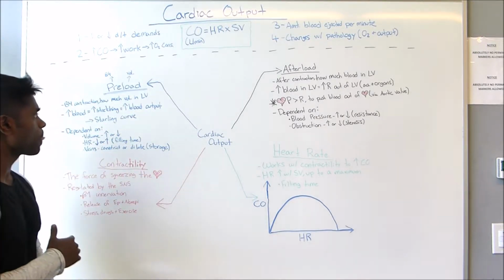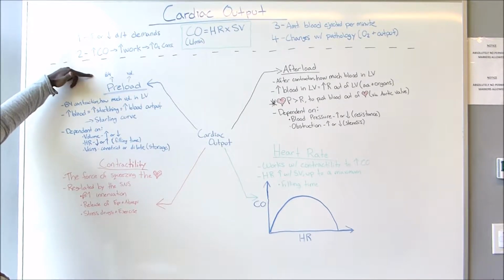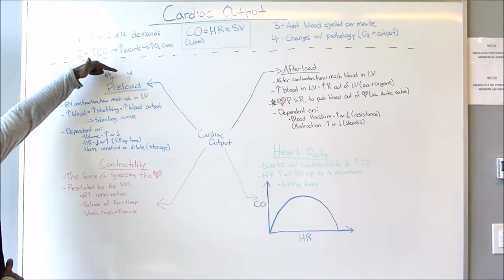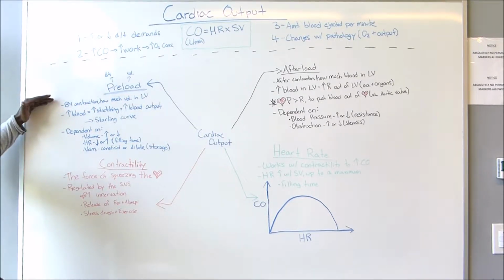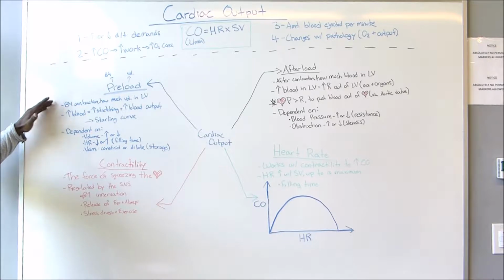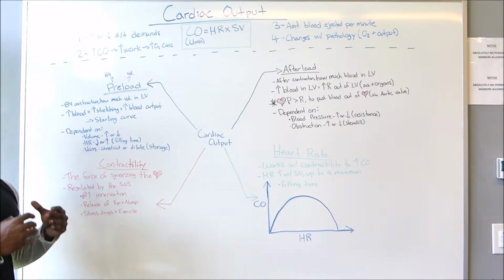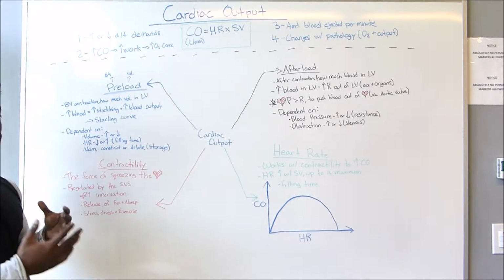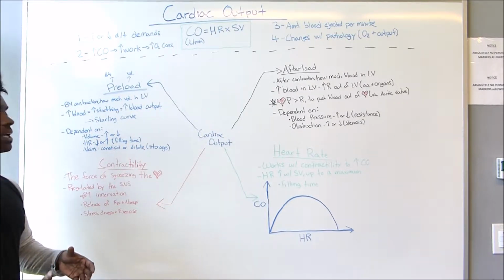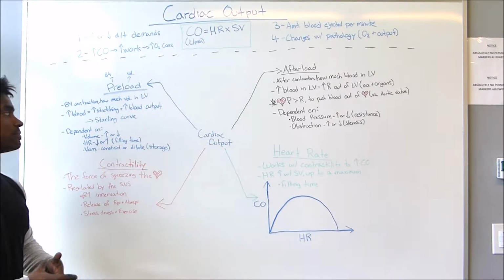Now if you think about the word preload, we see the word pre, which means before, and load referring to volume. So we can now think that preload is before the contraction, it is the volume that is inside the left ventricle. If there's an increase in blood in the left ventricle, that means there has to be an increase in stretching within the ventricle as well, and therefore an increase in blood output. This is explained by the Starling curve, which I will cover in a future video.